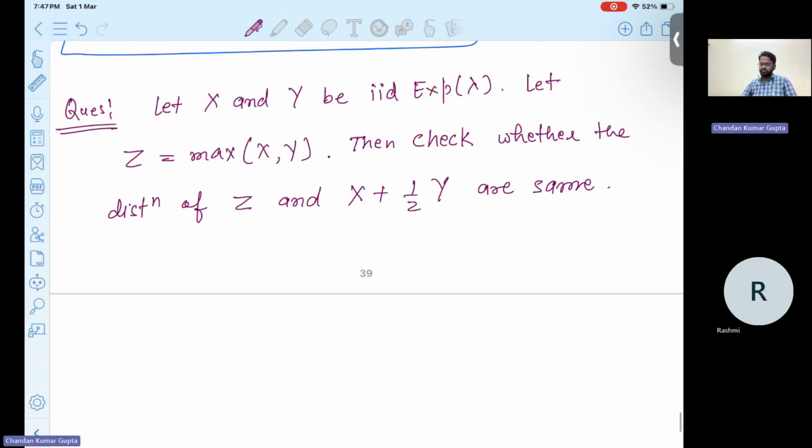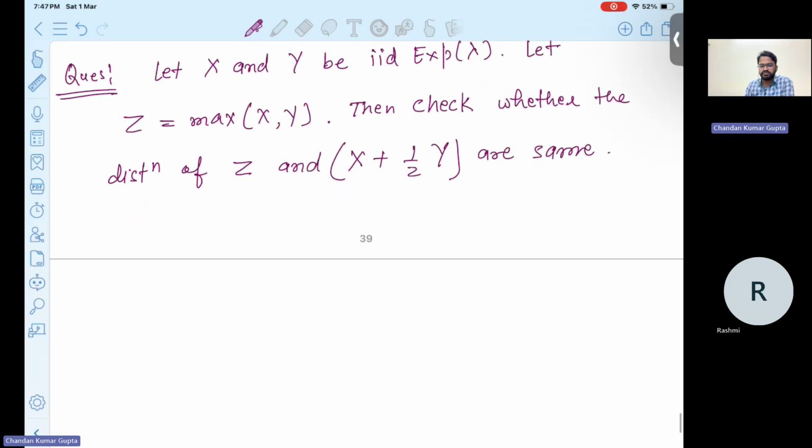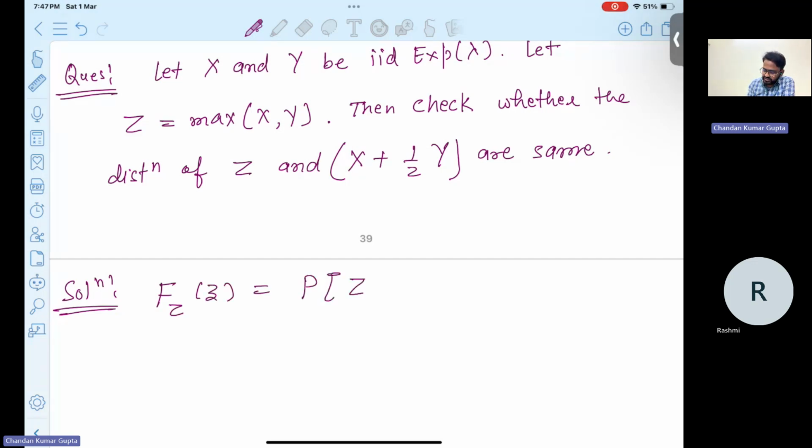We need to check whether the distribution of Z and the distribution of X plus half of Y have the same distribution or not. Okay, let's start with the CDF of Z. The CDF of Z is defined as the probability that Z is less than or equal to z.